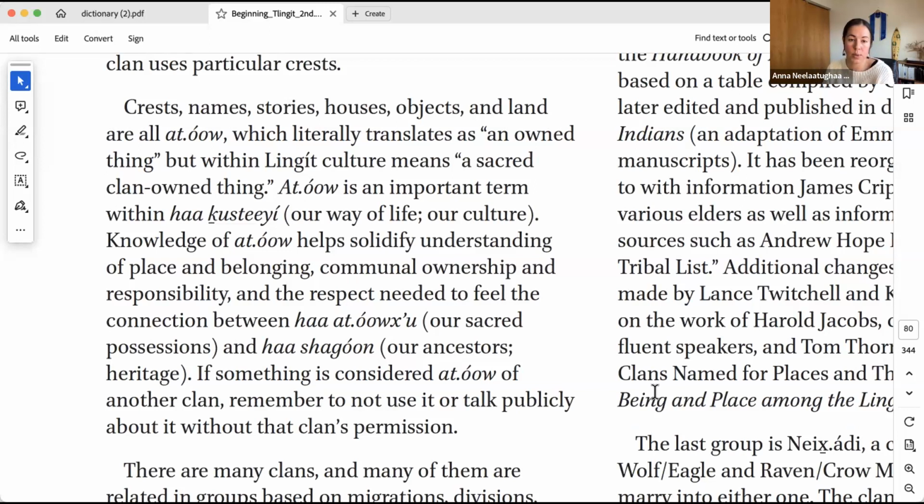the connection between Haa at.óowu, our sacred possessions, and Haa shagóon, our ancestors or our heritage. If something is considered an at.óow of another clan, remember to not use it or talk publicly about it without that clan's permission.